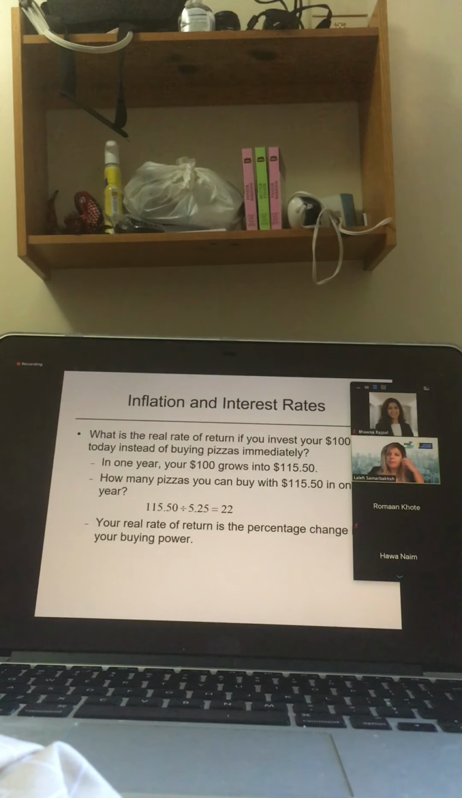So your real rate of return is the percentage change in your buying power, 20 to 22. Can you tell me what that rate is when something grows from 20 purchasing power to 22? That's correct, Jessica, 10%. So really, your real purchasing power or real rate of return is 10%. It's not 15%. Does that make sense?